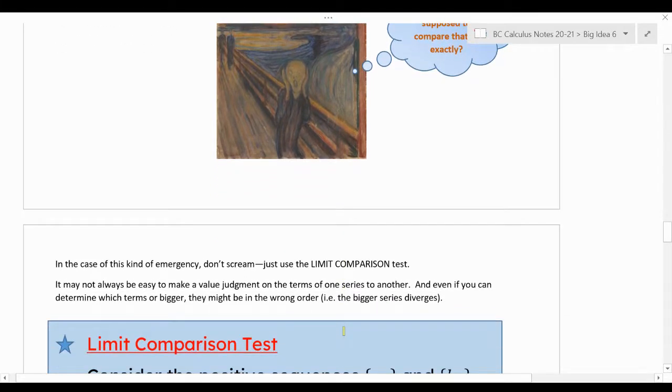All right. So in cases like this, where it's not necessarily obvious what to compare to directly, or if the direct comparison test fails, meaning you get the bigger series to diverge, so you don't know anything about the smaller one, then the limit comparison can be applied. The limit comparison test might be your go-to comparison test. You may just completely forget about the direct comparison test, because the limit comparison test will work where direct comparison fails. Check it out. So here's what we're doing in the limit comparison. What do you think we're going to do? Think we're going to use a limit?